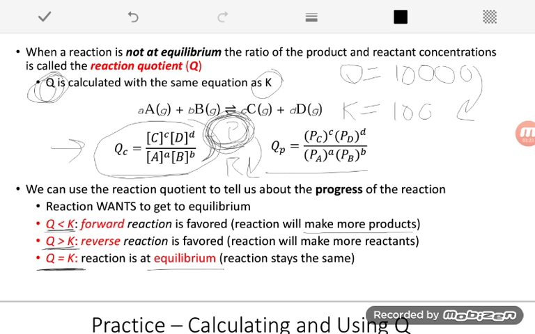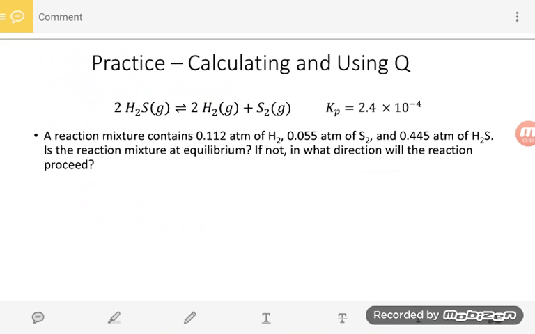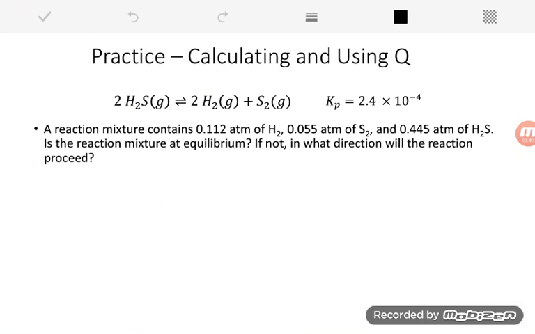So if Q is too big, I have too many products, so my reaction is going to make more reactants to get to equilibrium. And again, if Q is equal to K, life is good. We're already at equilibrium. So let's look at an example. Let's say we had this reaction right here, and previously we had measured K to be this number.